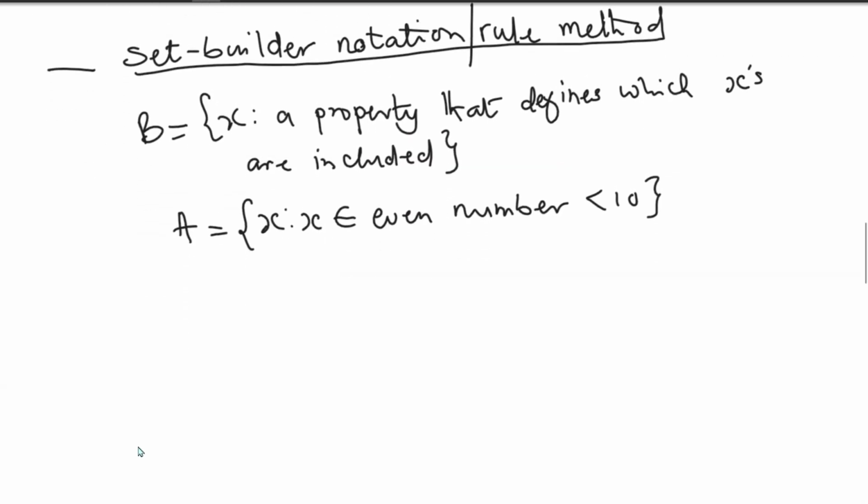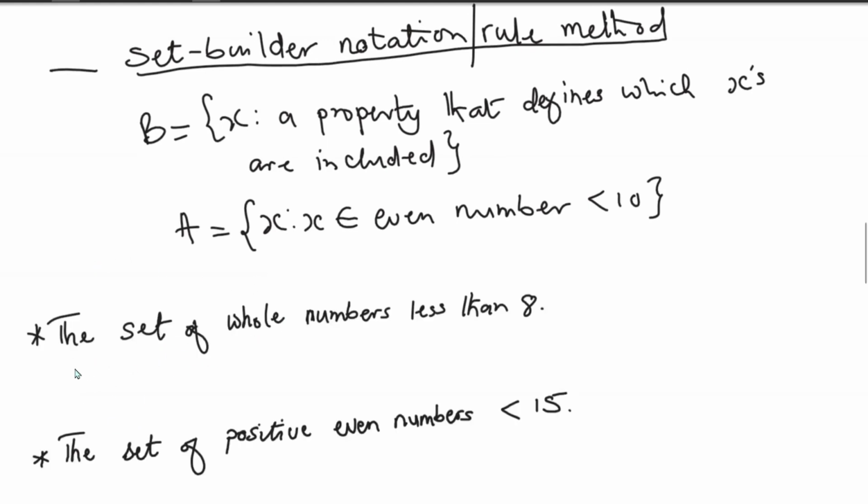Now let's write the set builder notation for these sets. Alright, so for the set of whole numbers less than 8, x is such that x is a whole number where x is less than 8, greater than or equal to 0. Then we close our braces. So this is the set builder notation for the set of whole numbers less than 8.